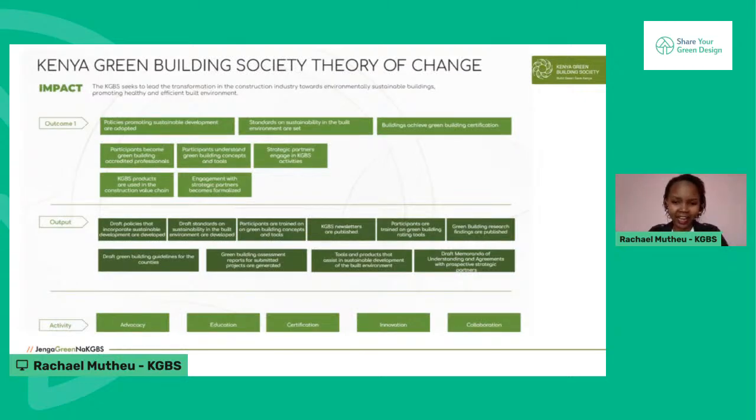Today, in my introduction, I just want to give a brief introduction to some of the activities and interventions that we do as the Kenya Green Building Society to help develop the Kenyan market so that it can take up more sustainability practices and be ready for products and services that are more sustainable and not just business as usual. On the screen, we can see our activities, which mainly look at advocacy, education, certification, innovation, and collaboration.